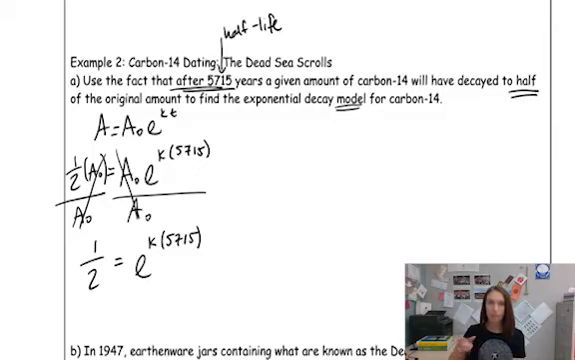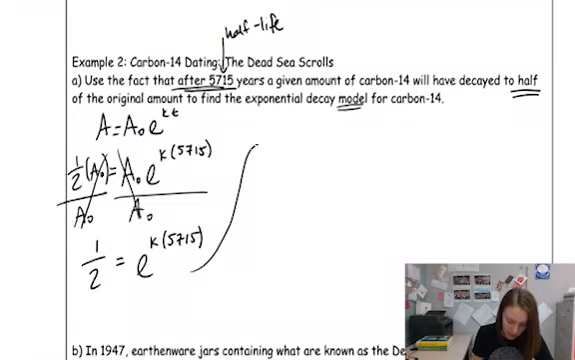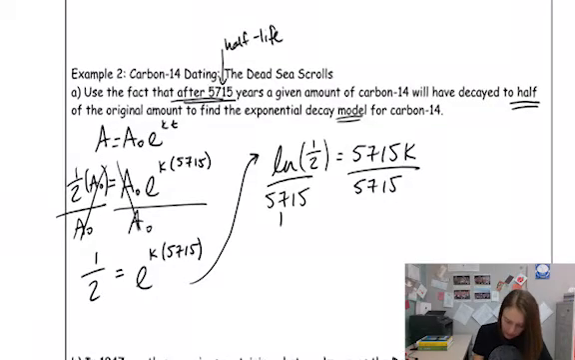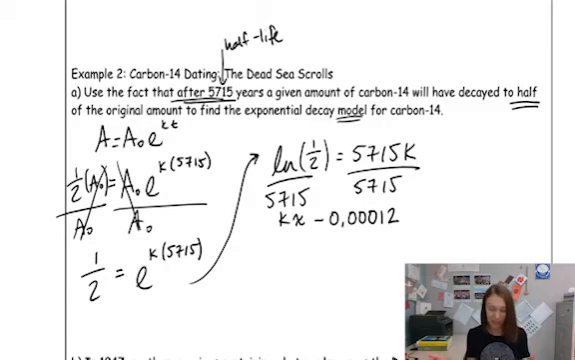I do want to see that step where your A sub 0's cancel out. Don't just jump to the 1/2 equals e. I want to see all these steps. It's really important to communicate why you had this formula with a 1/2 equals e to the kt. All right, so now I'm going to change this to log form. ln of 1/2 equals 5715k, divide by 5715. And I get k is approximately negative 0.00012. When there's lots of zeros, you want to definitely include enough decimals after the zeros stop.